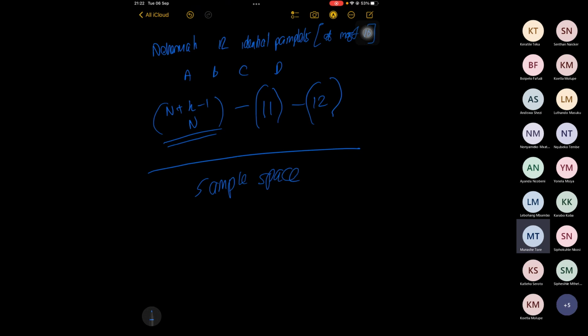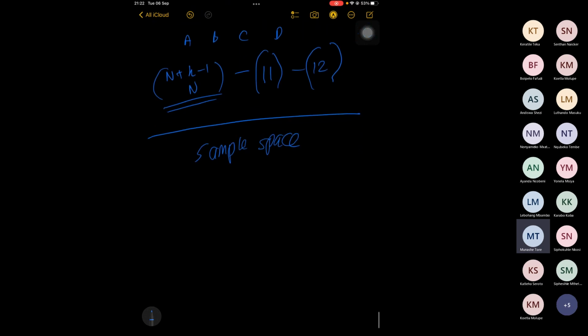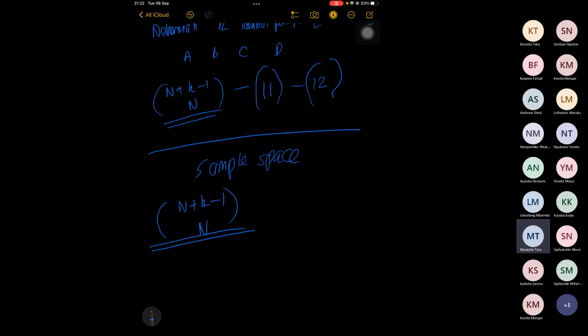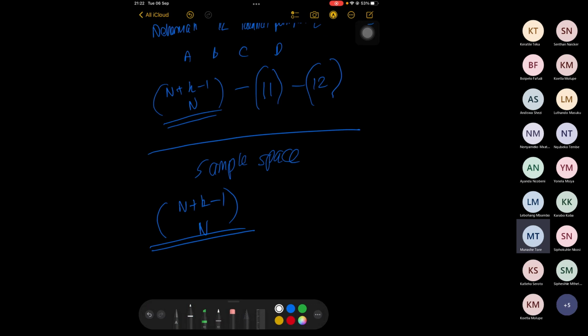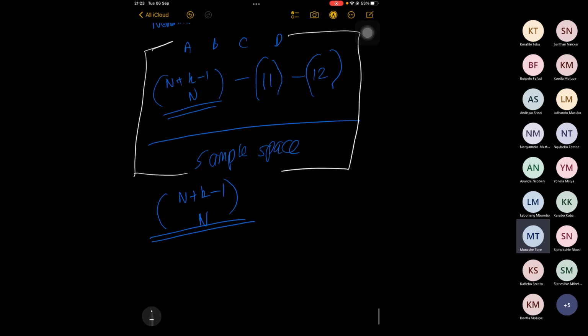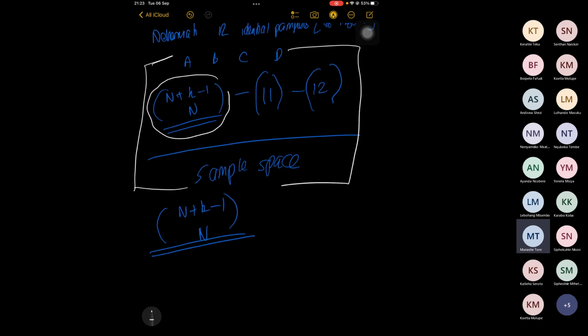So in this case, when you're dealing with sharing, what is your sample space? Your sample space is always going to be n plus k minus 1, choose n. It doesn't change. You do any computation of your choice here, then you divide by the sample space, which is literally this, that you subtracted your entities from. This would be your sample space.